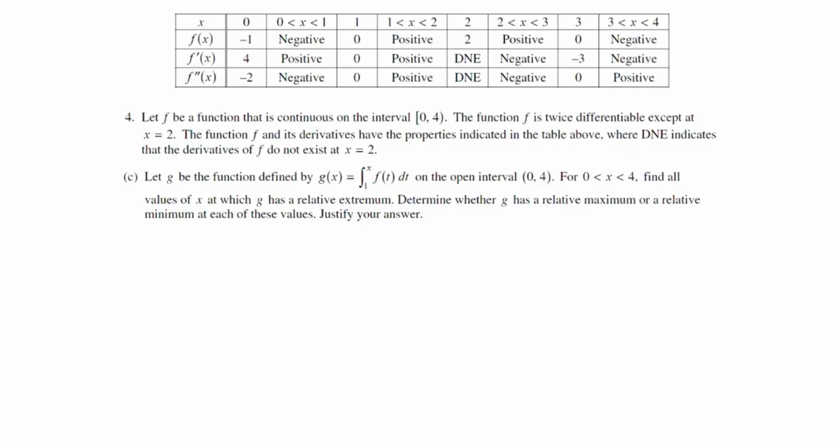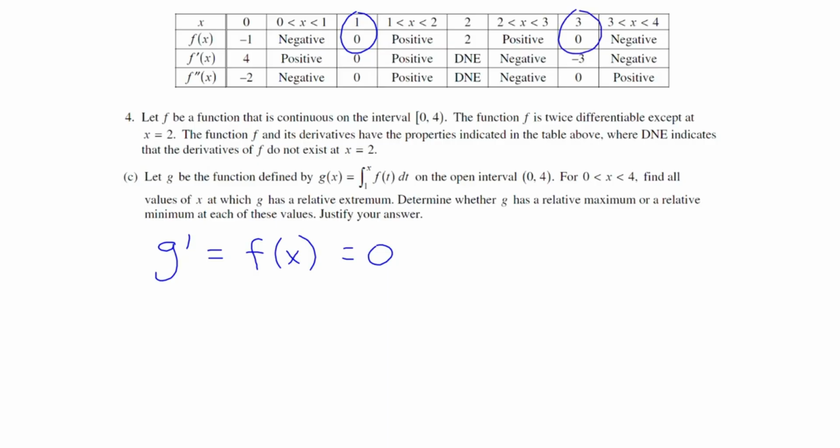In part C, we've got g defined by g of x as the integral from 1 to x of f of t. We want to find all values of x when g has relative extrema. So g prime is equal to just f of x, right? And so we want to know, when does f of x equal 0, or when is it undefined? Well, it's never undefined, but it does equal 0 at 1 and at 3.